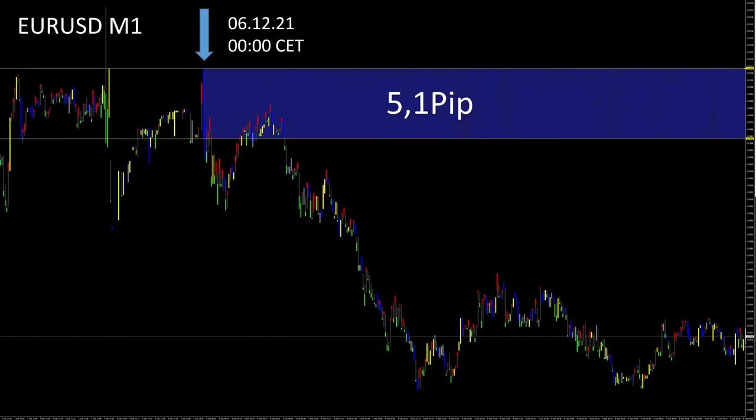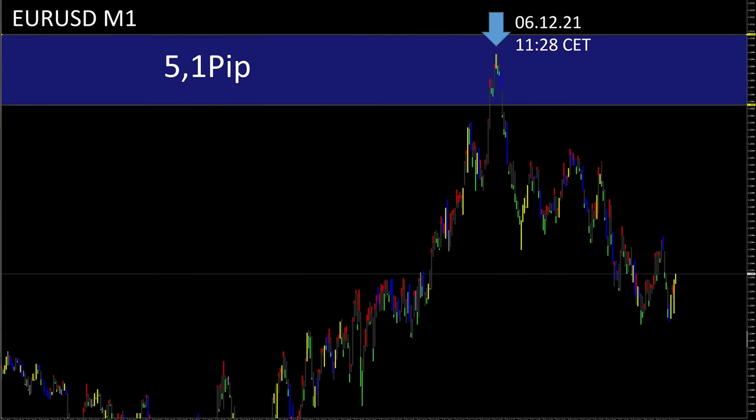On St. Nicholas Day 2021 at 0 o'clock a.m. a key zone was formed, which reached a size of 5.1 pips. The price initially ran down and we are now going 12 hours into the future and see what happened. Around noon, the price entered this zone and was rejected down. In that first move down, a maximum of 14 pips would have been possible.